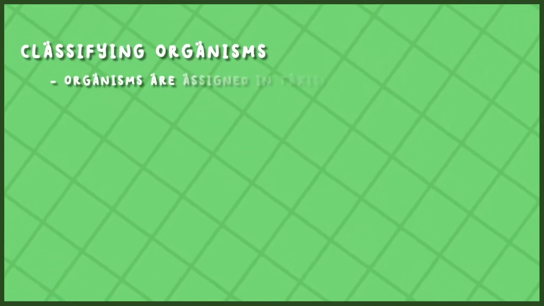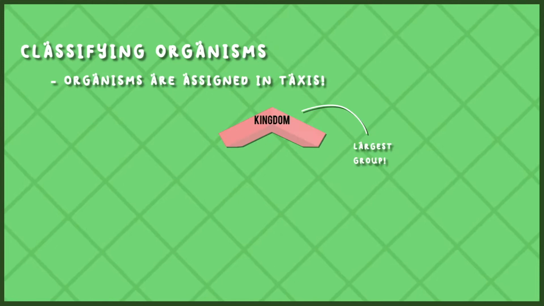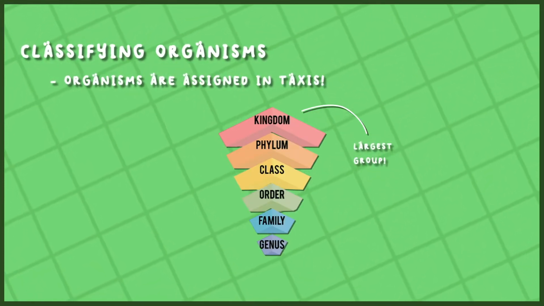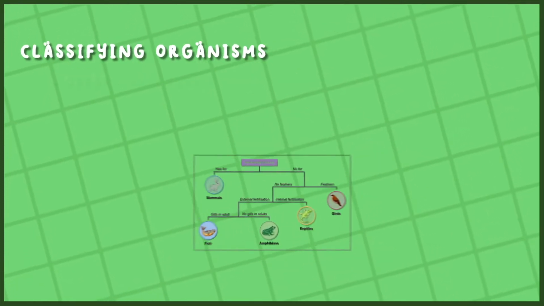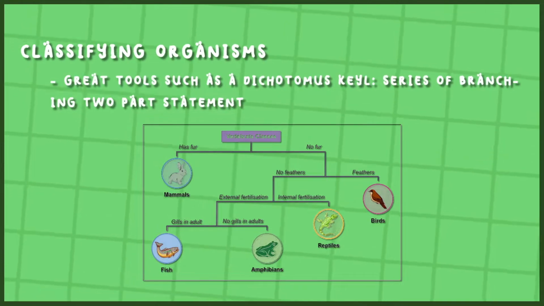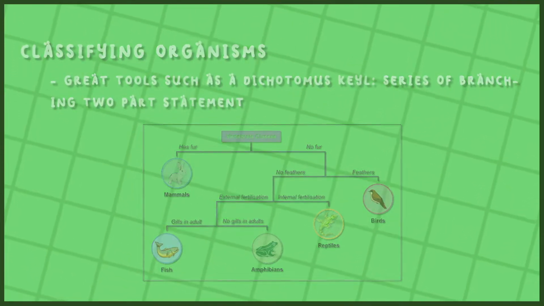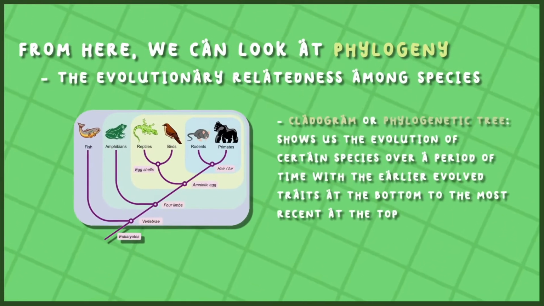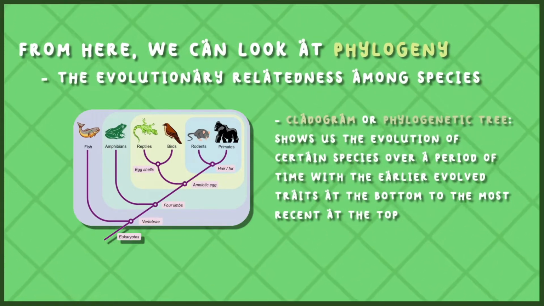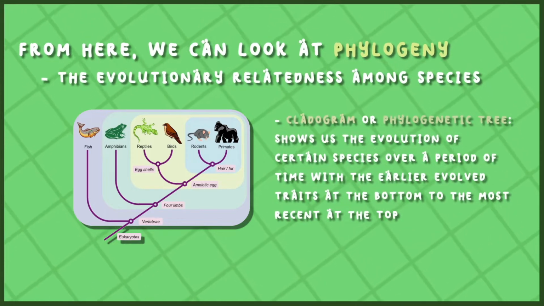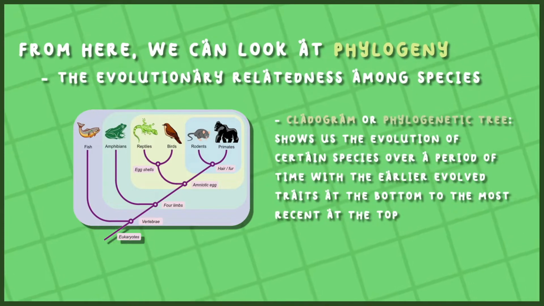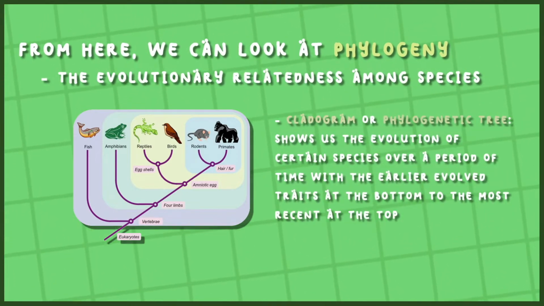Organisms are assigned in taxa, ranging from the largest taxa, our kingdoms, to the phylum, class, order, family, genus, and lastly species. There are also great tools in order to identify organisms, such as the dichotomous key, which is a series of branching 2-part statements. From here, we can also look at the evolutionary relatedness among species, otherwise known as phylogeny. Tools such as a cladogram or a phylogenetic tree show us the evolution of certain species and their traits over a period of time, with the earlier evolved traits at the bottom to the most recent at the top.